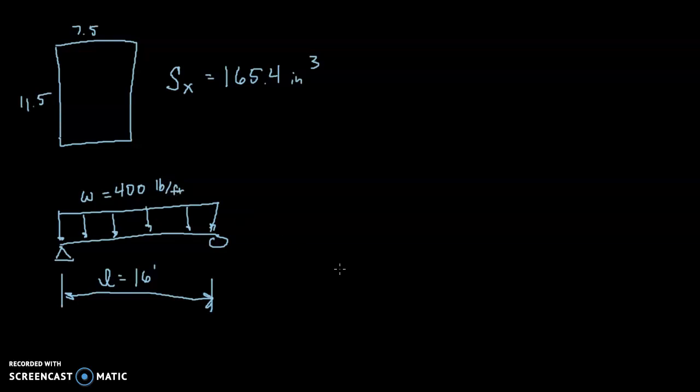If we want to find the maximum bending stress occurring in this beam, the formula is F_b max equals M max over S sub x. We calculated the section modulus, so we know that. What we don't know is the maximum moment that is occurring. So how can we find that out? Well, we do know how to make shear and moment diagrams. We could diagram it out to find the maximum moment.